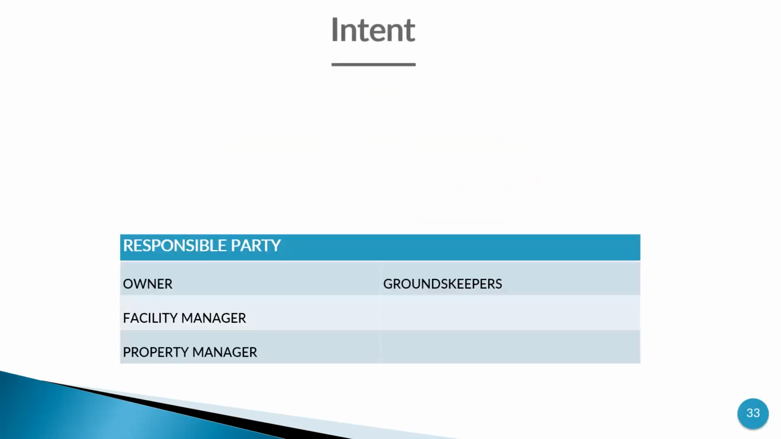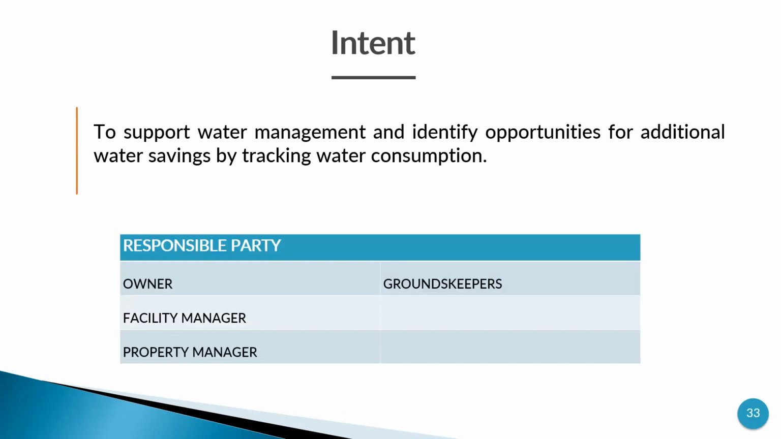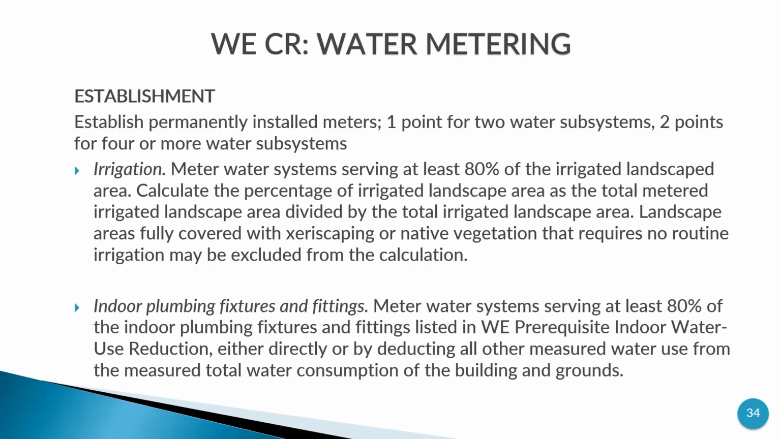Water metering, it is 2 points. To support water management and identify opportunities for additional water savings by tracking water consumption. Again, owner, facility manager, property manager, and groundkeeping. Under this water metering, what is it that we need to do?